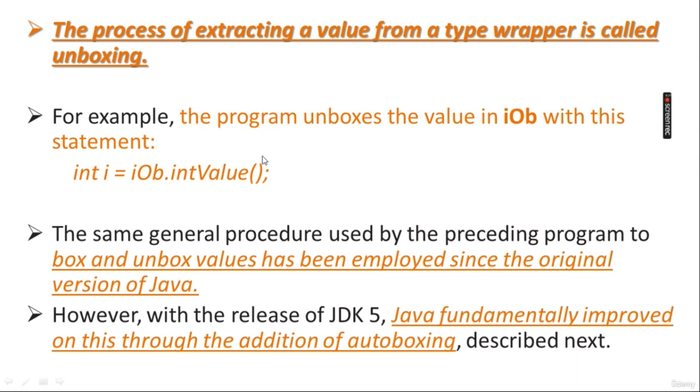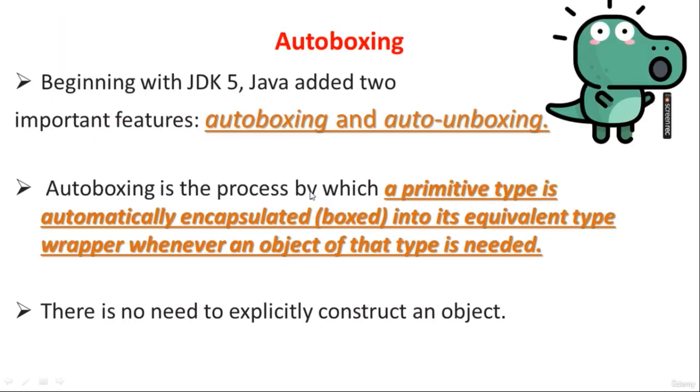When he or she wants to get the primitive value from the wrapper value, he or she has to use this line: int i = iObject.intValue(). So this is the manual procedure you have to type in. But from Java 5, Java fundamentally improved the process through the addition of auto boxing. So it will be automatically boxed and automatically unboxed.